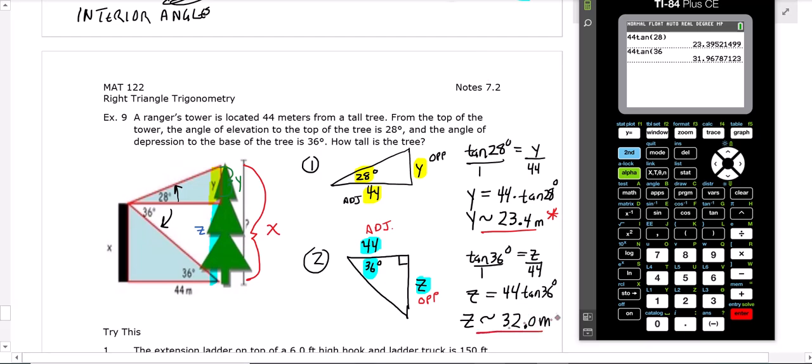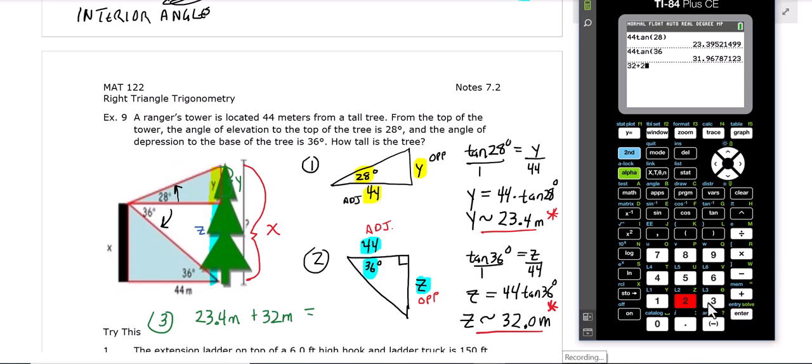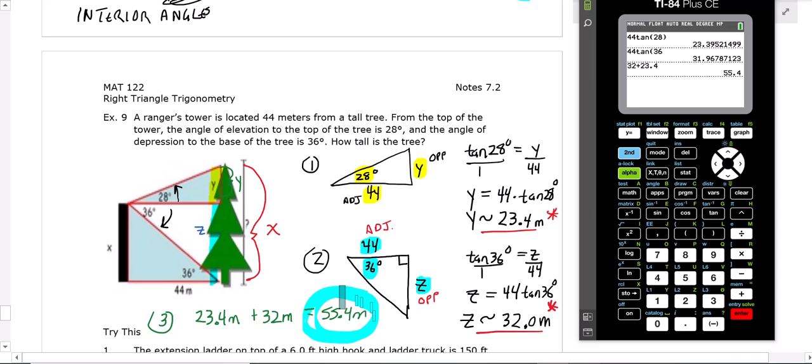Okay, so we've got this. Now what do we do? We found y, we found z, we add those together. So to finish up the problem, that big side x we found there, we just need to do the 23.4 meters plus the 32 meters, and then that'll give us the answer to the problem. Okay, so 32 plus 23.4 is going to give 55.4 meters as the final answer to the problem. All right, so that is it right there. That is your answer to the problem.